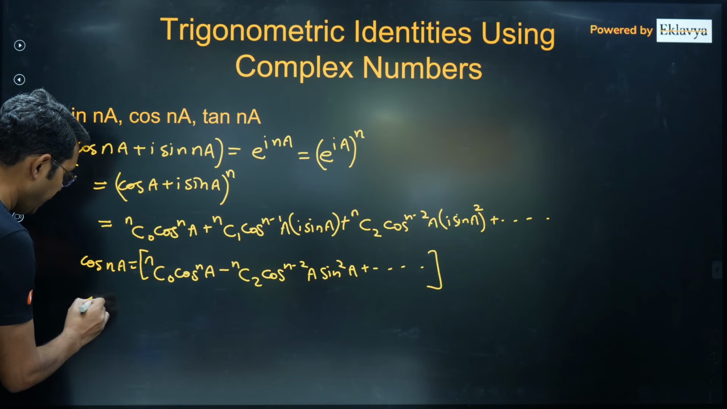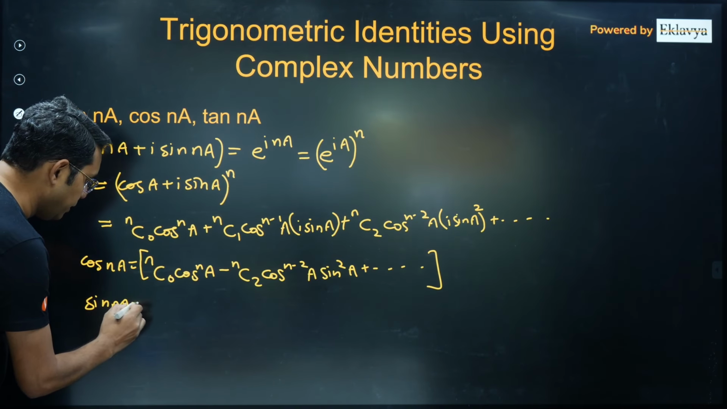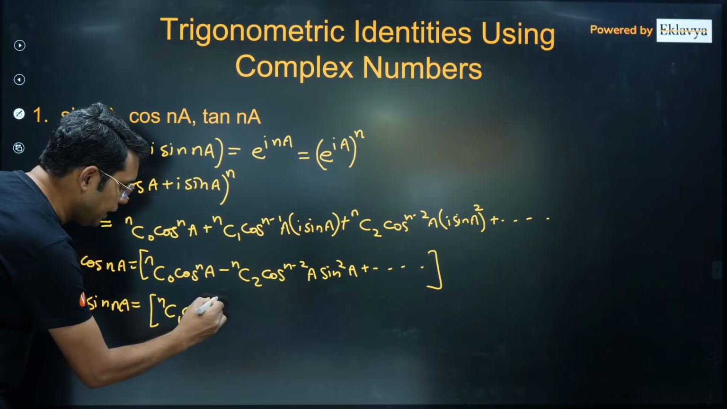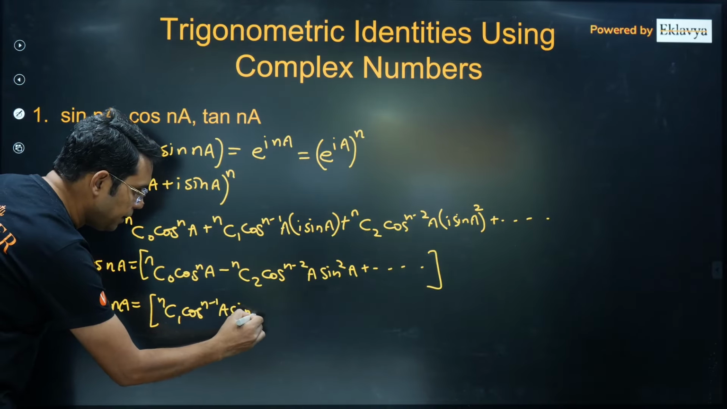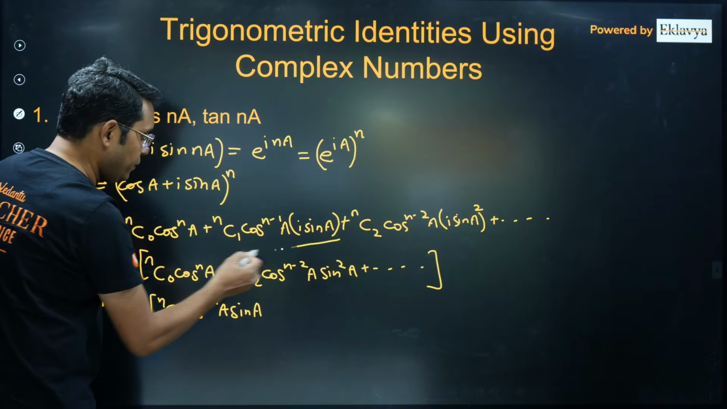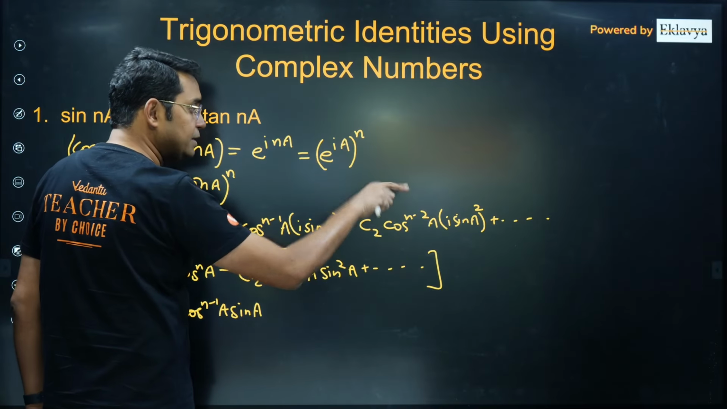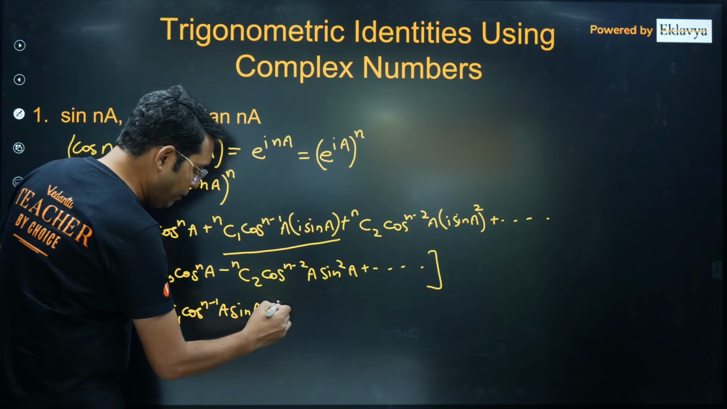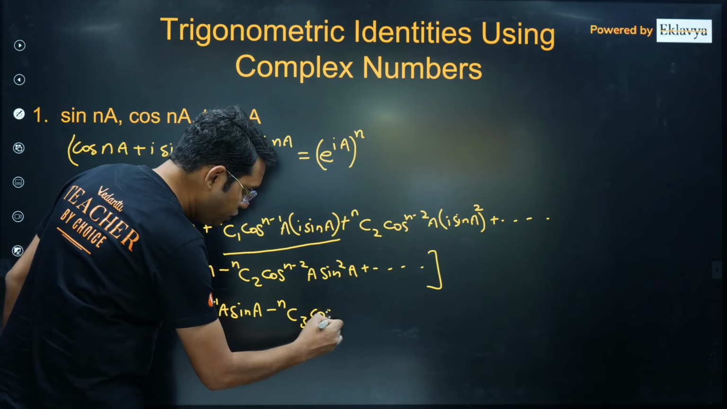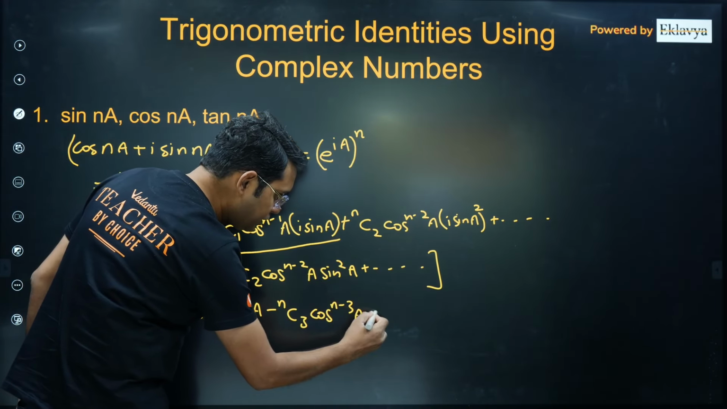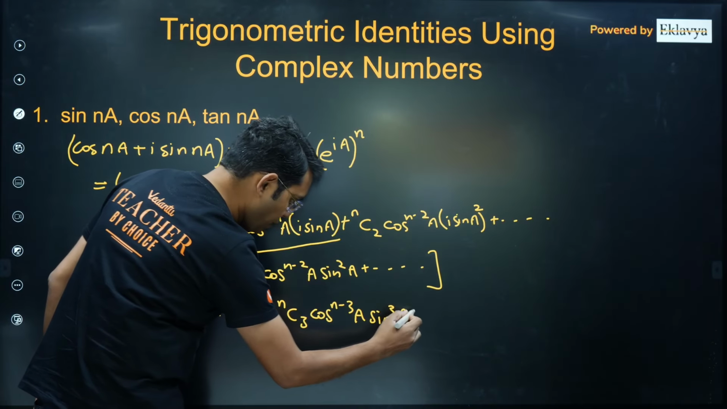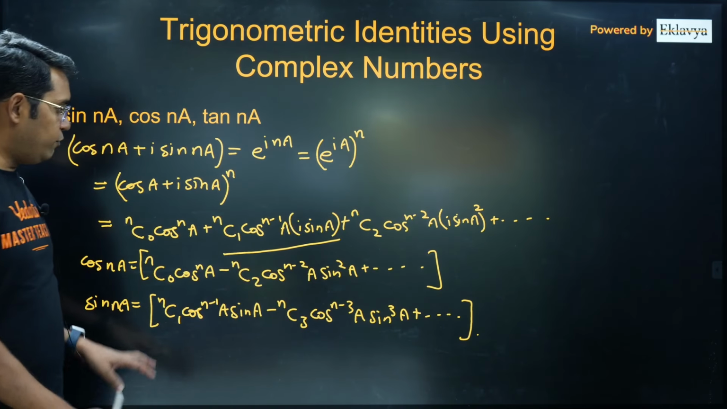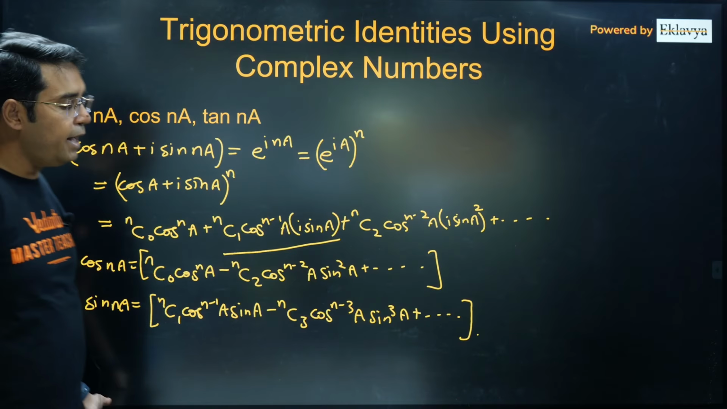Now sin nA, you just compare the imaginary part. So it will be nC1 cos^(n-1) A into sin A, that is coming from this term. Then leaving this term, the next term would be the iota cube term, so there will be a minus sign, and it will be nC3 cos^(n-3) A sin^3 A, and that's it. Not that's it actually, there will be other terms also, but you have to write all the terms to get this sin nA completely.